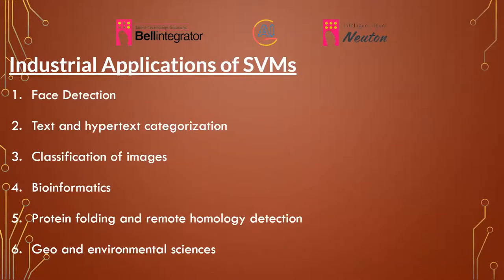My last slide is on the industrial applications of SVMs. For the sake of completeness, like I mentioned, face detection. I showed you a toy problem, but it's actually used in real life. It's also used for categorization of text, classification of images. Support vector machines have a large number of applications in the bioinformatics space. There are several interesting studies concerning protein folding and remote homology detection with support vector machines. They are also used in geo and environmental sciences.